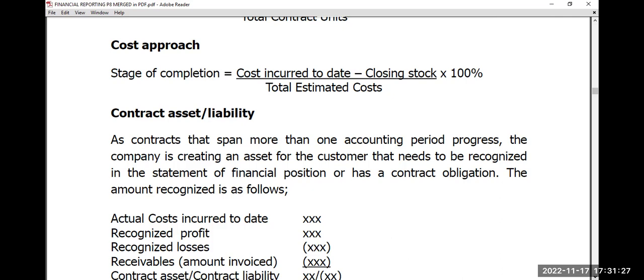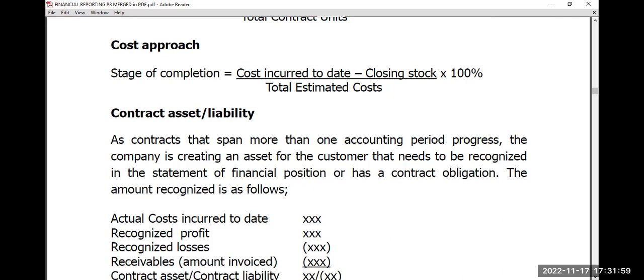This closing stock may be in terms of the materials that you have not actually used. Let's say you budgeted that when you are constructing this building, it will consume this much of the material. But you find that when you have completed maybe the first floor, some of the materials are still available. So you list those materials and you divide by the total estimated cost, the whole estimated cost for the contract. Then you multiply by 100.